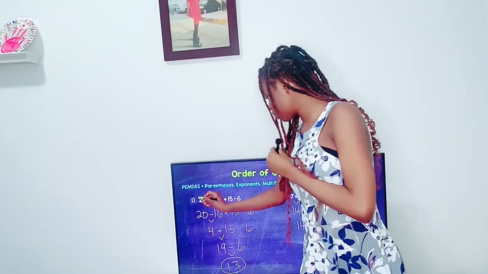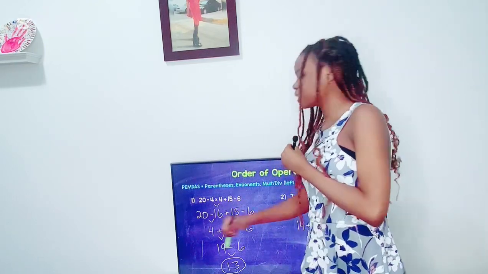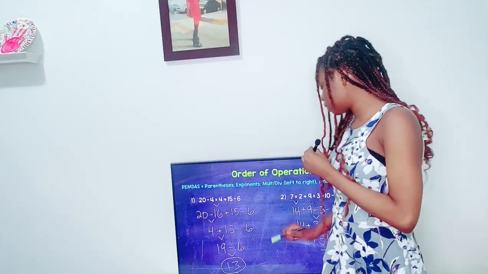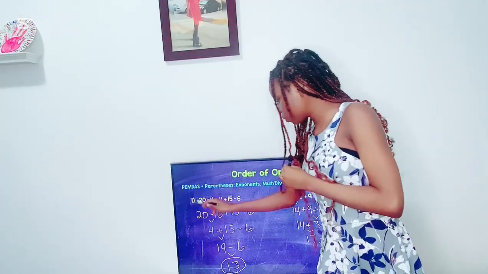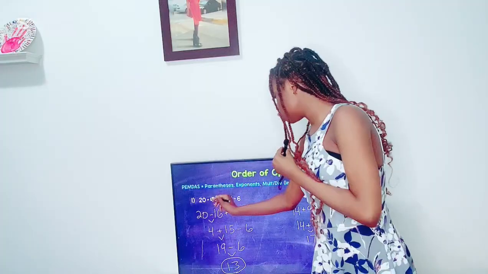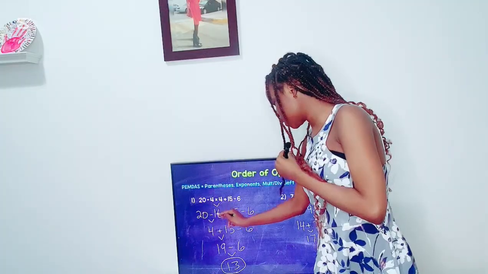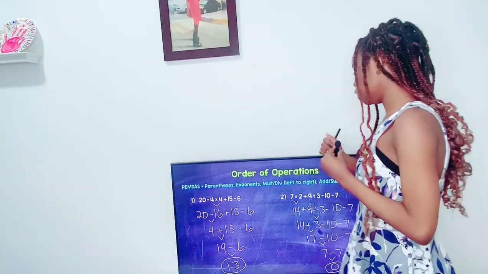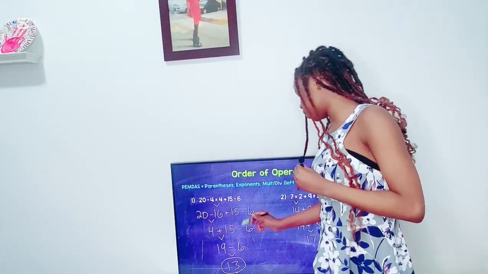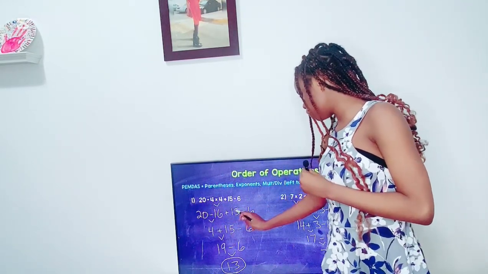Number 1 says 20 minus 4 times 4 plus 15 minus 6. Now, between multiplication, division, and addition, subtraction, which comes first? Multiplication and division come first. So we're going to take these two first: 4 times 4 will give us 16. Now we bring down the ones we haven't used: 20 minus 16 plus 15 minus 6.